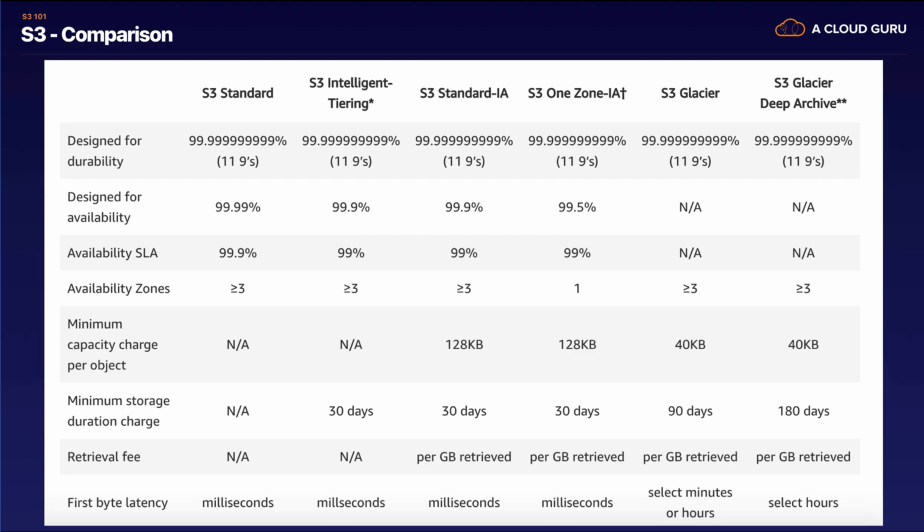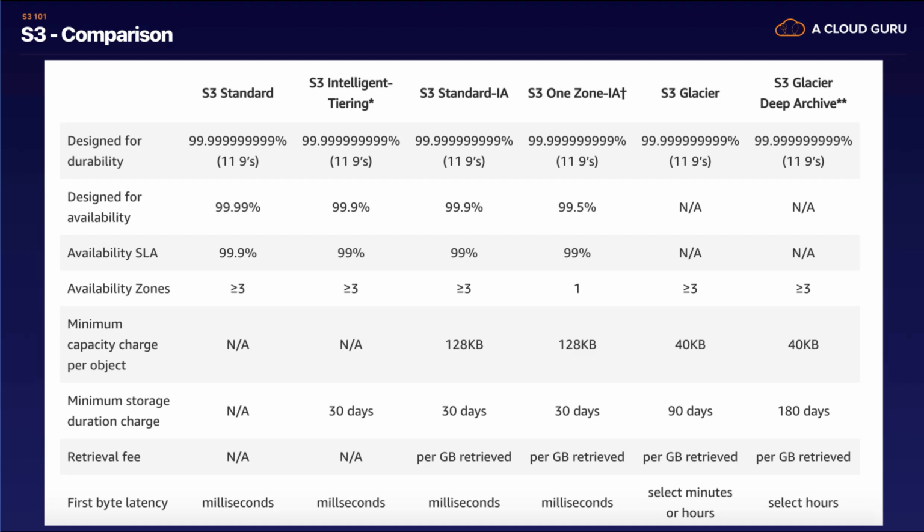If you go over to Amazon's website and have a look in the S3 storage tiers section, I'll put a link in the description in the resources section, you will be able to see this graph. You can see 11 nines. It's been designed for 11 nines for all of the storage classes. The availability does vary depending on the storage class. The availability SLA also varies, and then you can see the number of availability zones. It's always 3 or more availability zones apart from S3 One Zone IA.